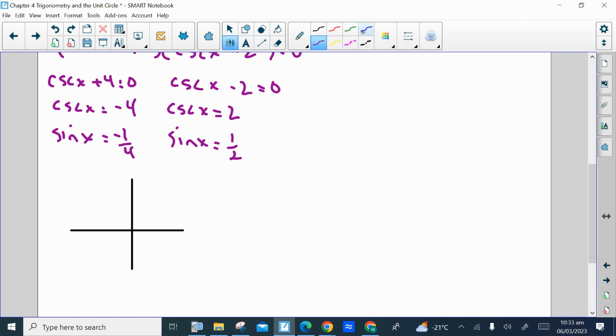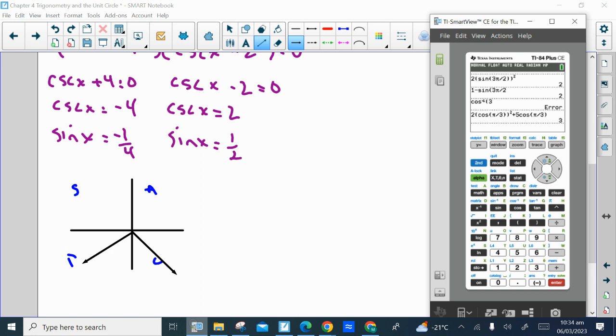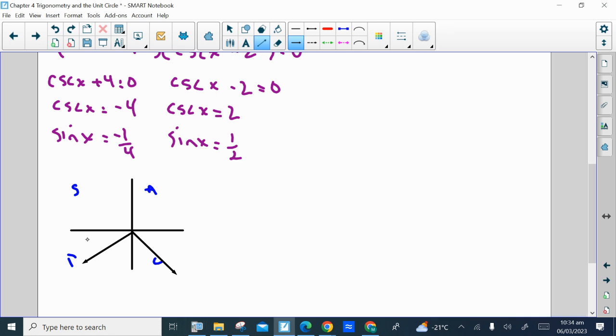The CAST rule again tells us which quadrants we're in. The two quadrants where sine is negative are the third and the fourth quadrant. At this point, the negative sign has done its job. To find our reference angle, we'll have to go second function sine of positive 1/4 or positive 0.25. This gives us our reference angle, which to the nearest thousandth would be 0.253. That is our reference angle.